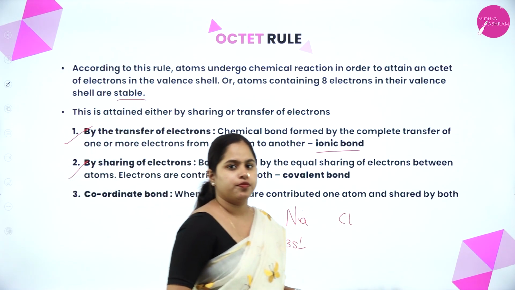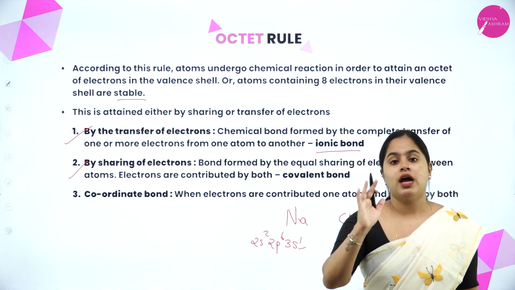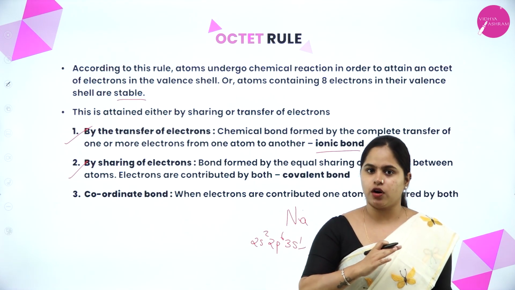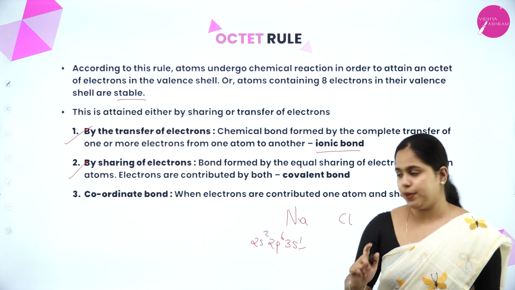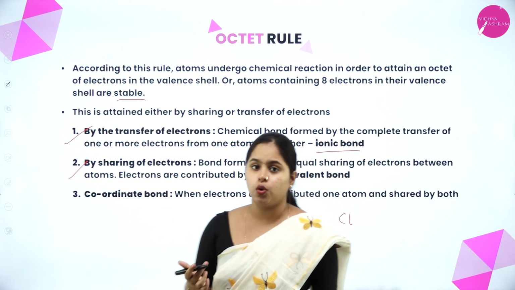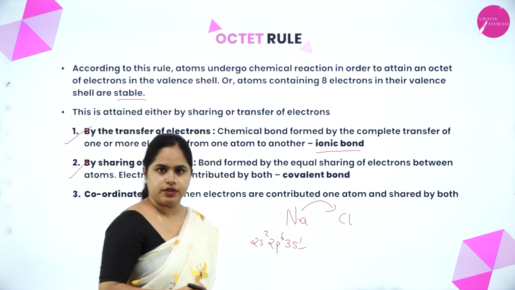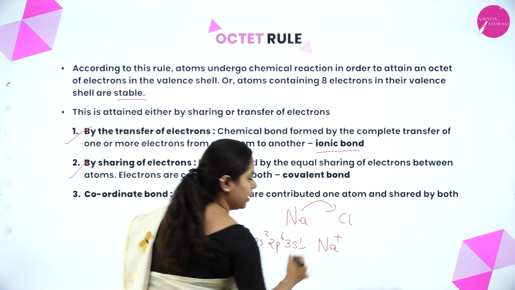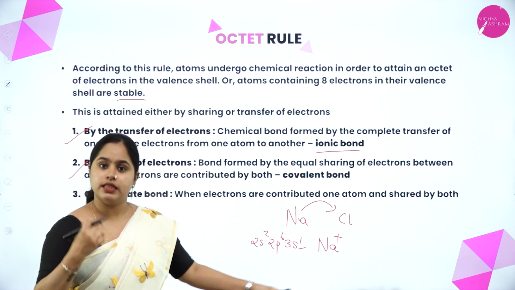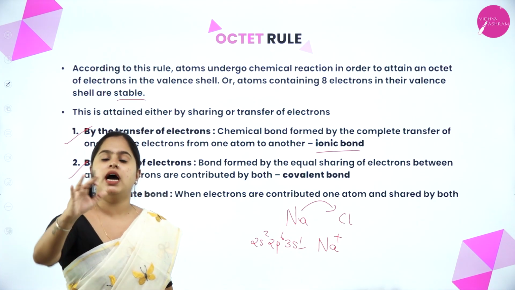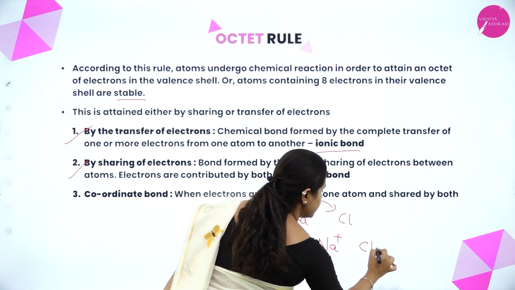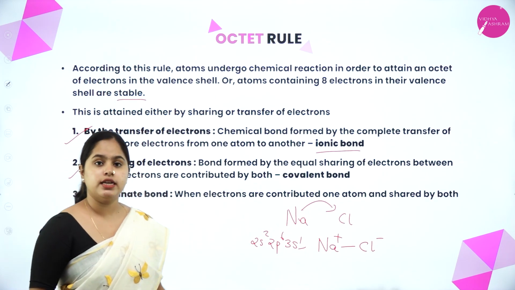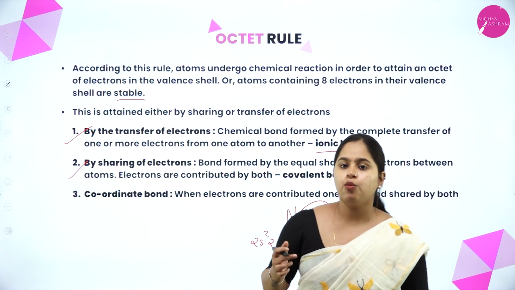Now moving on to chlorine. It needs 1 more electron to attain its octet. It has 7 electrons in its outermost shell. If it gets 1 more electron, it will attain its octet. So the 1 electron which is extra in sodium is transferred to chlorine. Sodium, losing 1 electron, becomes an Na plus ion, and the chlorine atom, gaining 1 electron, also attains its octet and becomes a Cl minus ion. A bond is formed between Na plus and Cl minus, which is called an ionic bond. I hope it is clear. Now moving on to the next way.